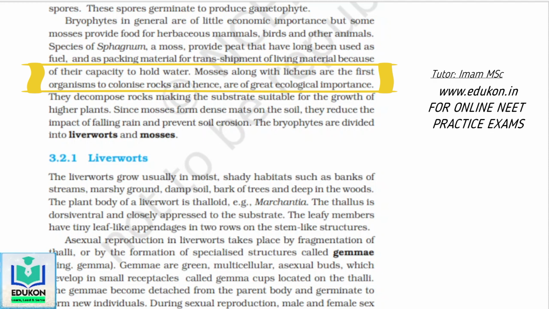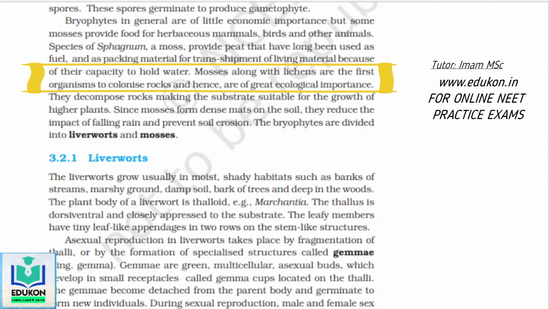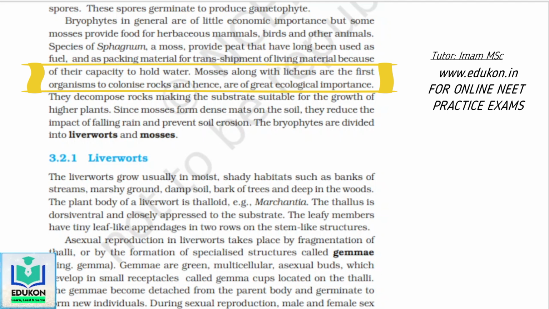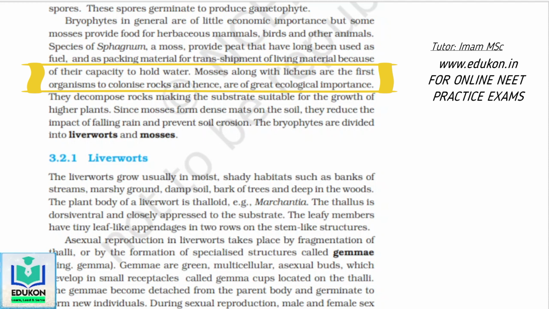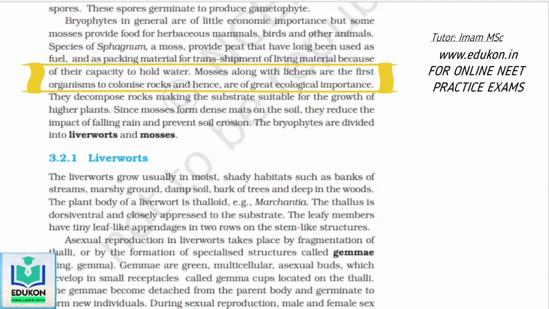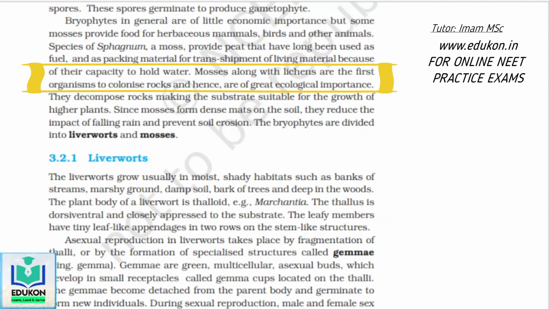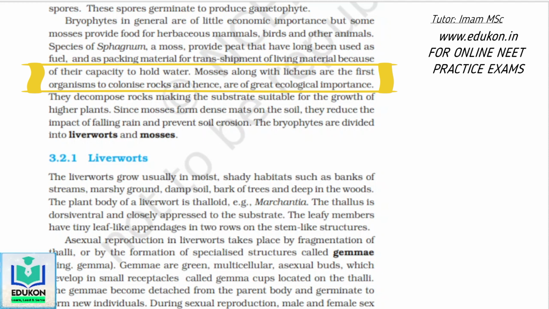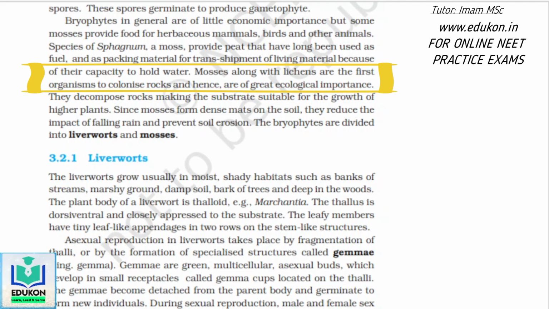Since mosses form dense mats on soil, they also reduce the impact of falling rain and prevent soil erosion. What happens when it continuously rains? The water flows. Along with that, the soil also erodes slowly. So these mosses prevent soil erosion by forming a dense mat on the surface of the soil. Understand? The bryophytes are divided into liverworts and mosses.